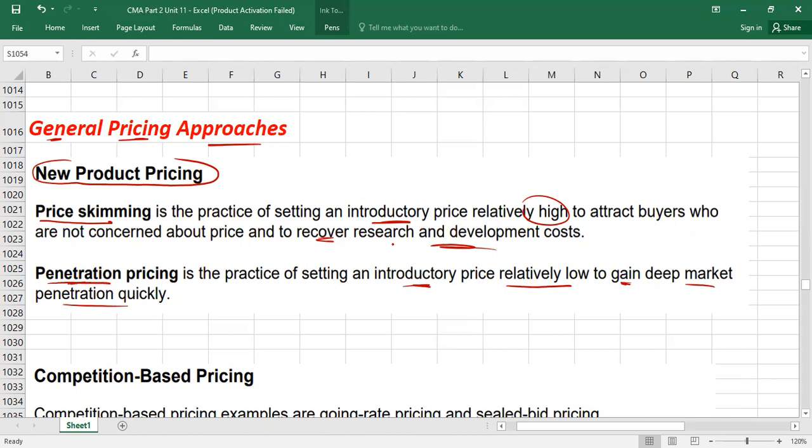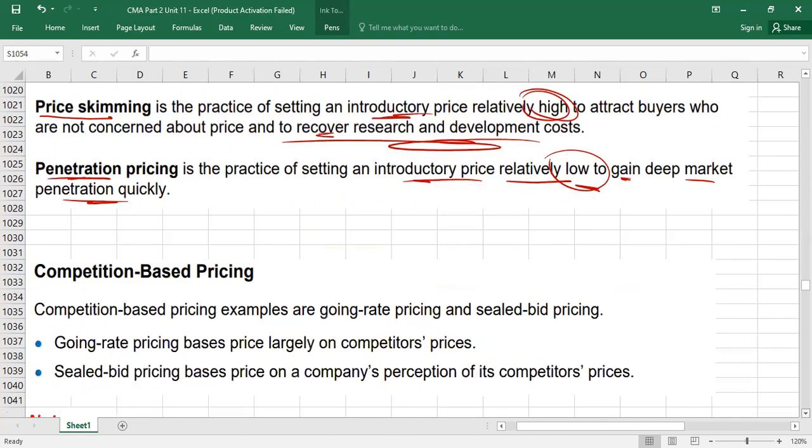The keyword under price skimming is that the introductory price will be higher. But the keyword for price penetration is that the introductory price will be lower. Understood? Here our objective is to recover research and development cost, and here our objective is to gain penetration into the market quickly or to attract more customers. This is the first approach, called new product pricing. For new product pricing, you have two concepts: price skimming and price penetration.